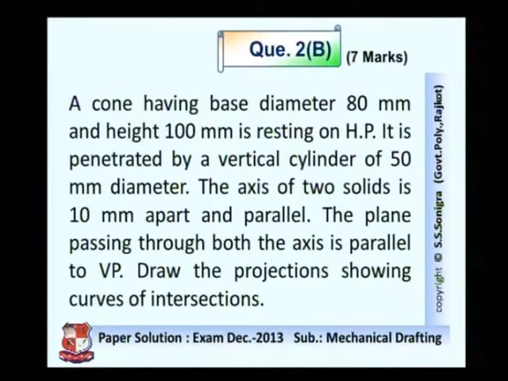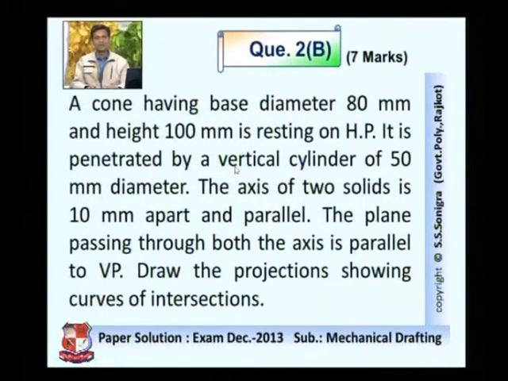Here two solids are given, that is cone and cylinder. Both the solids are vertical solid lying on its circular plane on horizontal plane, it is given, and both the solids are lying in such a way that the distance between axes of both the solids is 10 mm, which is given over here, 10 mm apart. The plane passing through both the axes is parallel to VP, that is also given.